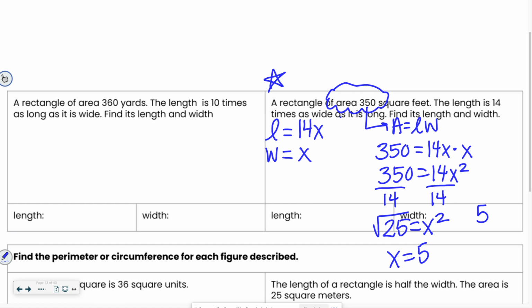How do we find our length? Times 14. You guys let me know what you get. 70. Very good.